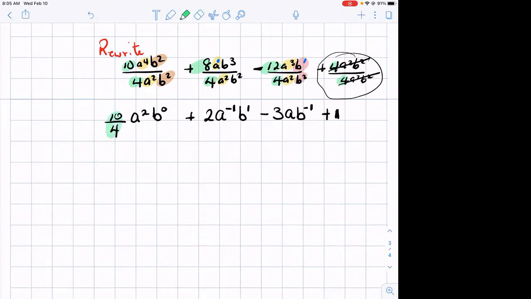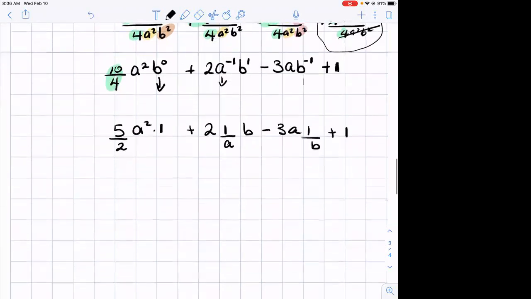So rewriting this, a few things to observe. This can be simplified. 10 over 4, you can divide top and bottom by 2, so we end up with 5 halves. Okay? A squared, b to the 0 is the same as 1, so we don't have to write it, plus 2. Now we have a to the minus 1. Remember, a to the minus 1 means 1 over a. And b minus 3a, b to the minus 1 means 1 over b plus the 1.